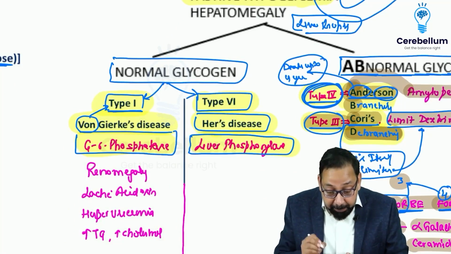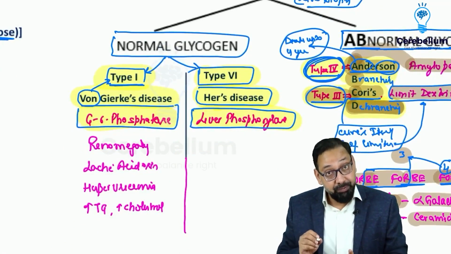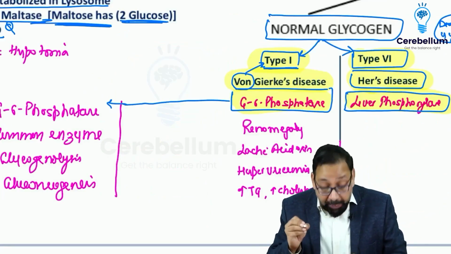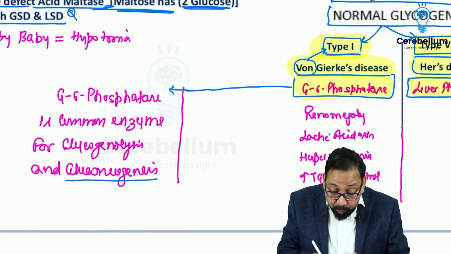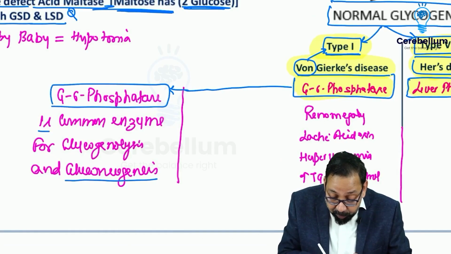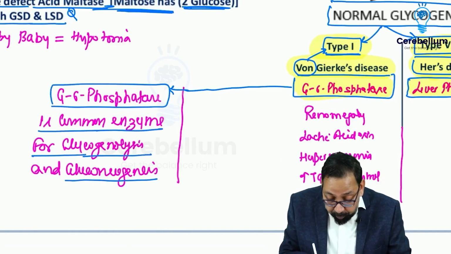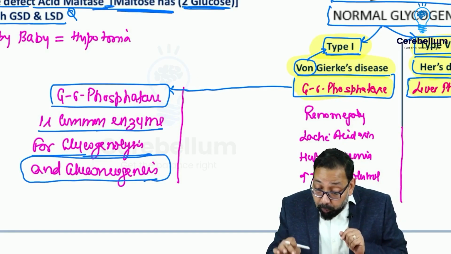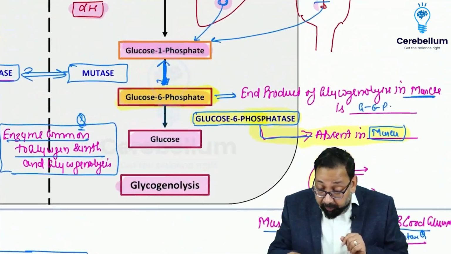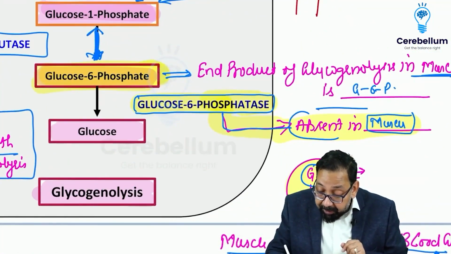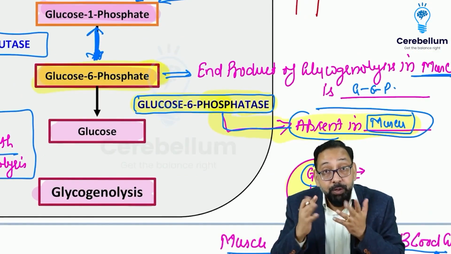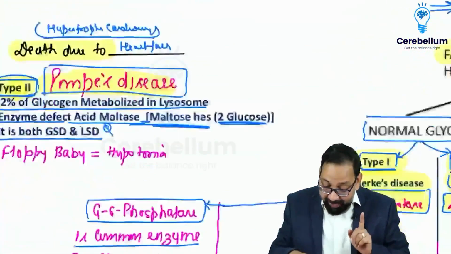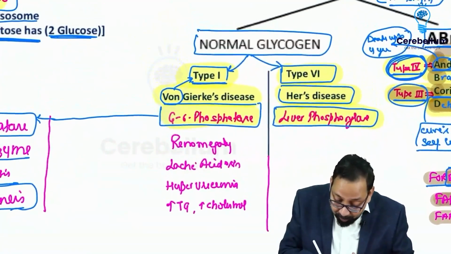In type 1 von Gierke's disease, glucose 6-phosphatase is deficient, and you will find that this glucose 6-phosphatase is also an enzyme for gluconeogenesis. So glucose 6-phosphatase is a common enzyme for glycogenolysis and gluconeogenesis. First question: this glucose 6-phosphatase is normally absent in muscle. This enzyme is not found in muscle. So in von Gierke's disease, muscles are not affected. First question, many times a catching point in clinical scenarios: muscles not affected.